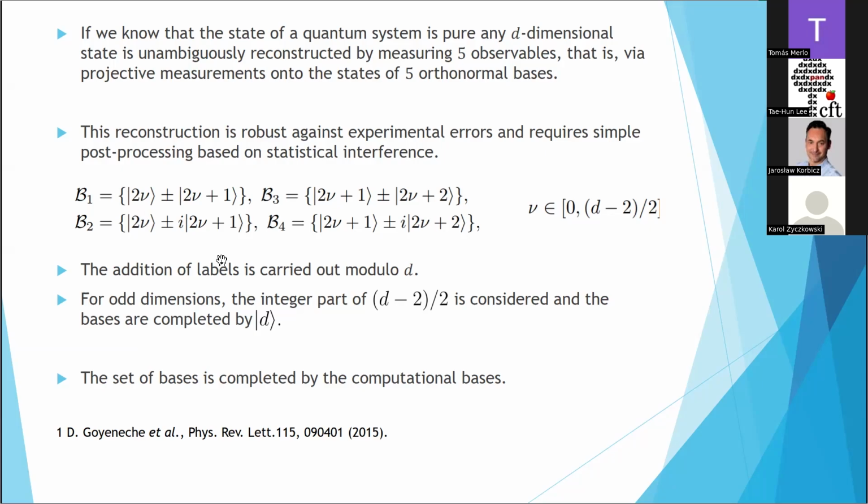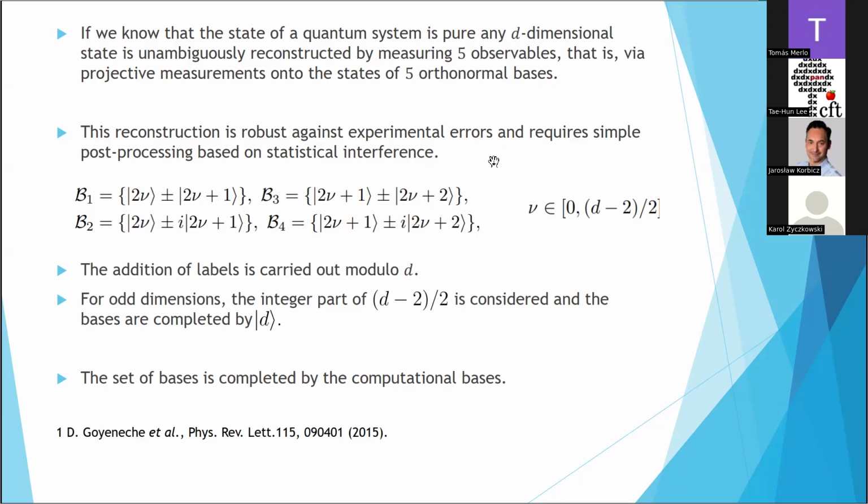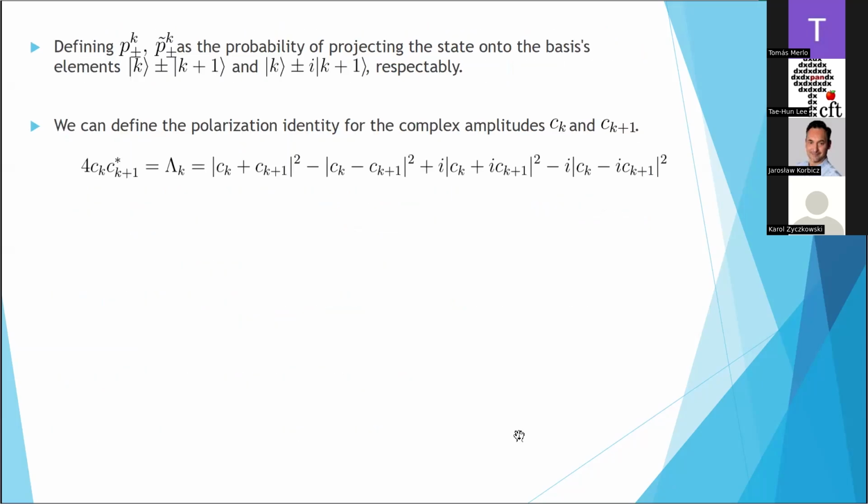This addition of the elements is carried out modulo d. This means that when we reach the d plus 1 element, we start with 0 again. The 4 bases are completed with the computational basis. The computational basis gives us the square of the absolute value of the amplitudes of the coefficients, and we use the 4 bases to find out the phases of each element. For this, we define these probabilities, p plus minus k or p plus minus tilde k, to be the projectors on the basis elements k plus minus k plus 1 and k plus minus i times k plus 1.